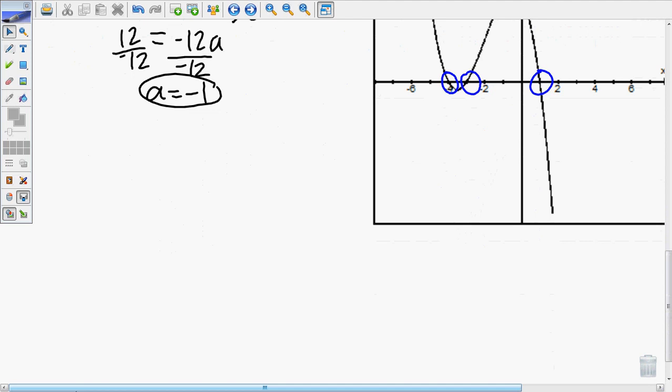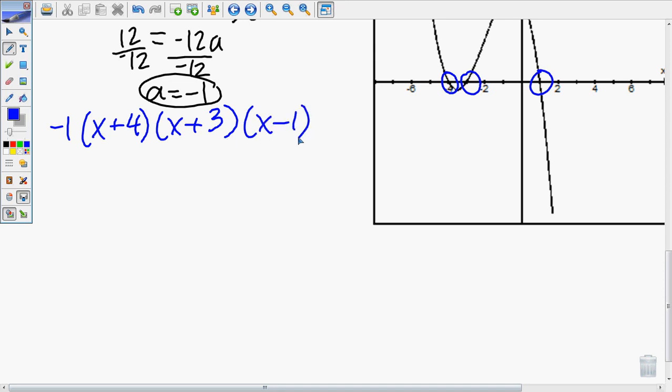So we're going to FOIL and distribute. We have -1 times x plus 4 times x plus 3 times x minus 1. Remember, when you multiply, you only can do 2 at a time, right? So I'm going to do the first step, which is x times x, x times 3, 4 times x, 4 times 3, and it's going to give me -1 times x squared plus 7x plus 12.